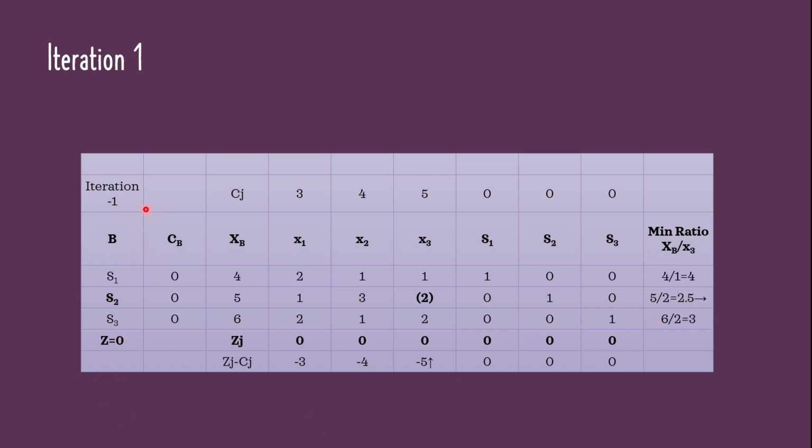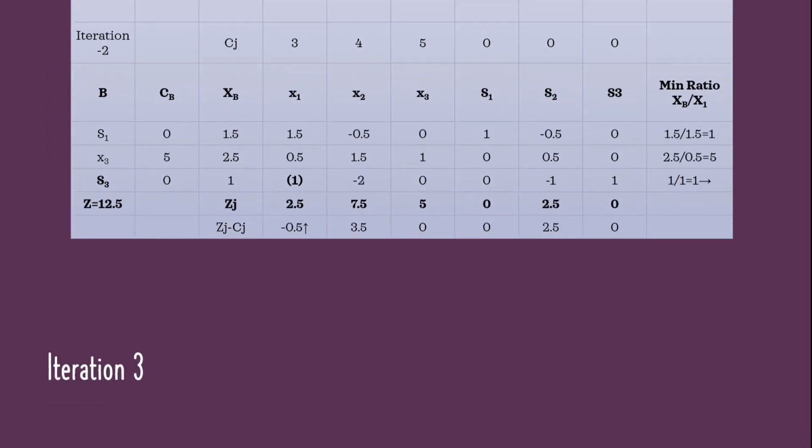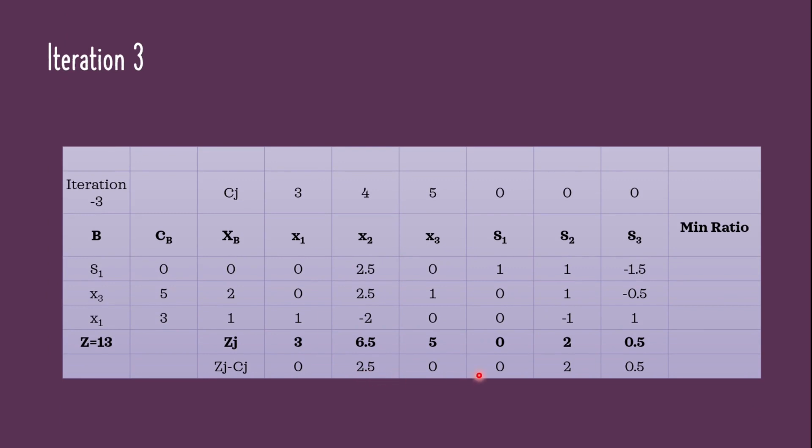We know the normal method of solving this iteration table. Similarly, we need to perform iteration 2 and iteration 3 till we get non-negative values in Zj minus Cj. We know this method. So our motto is to solve the problem using MATLAB, so we need to write a MATLAB code to perform all these steps.